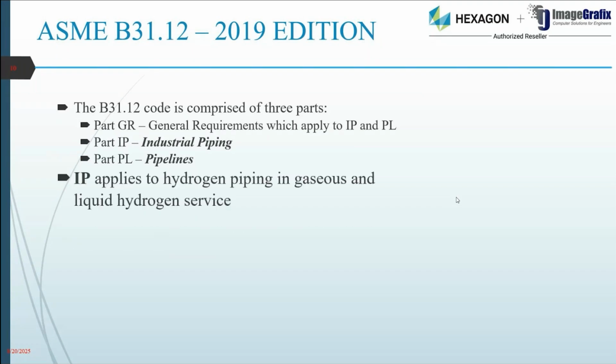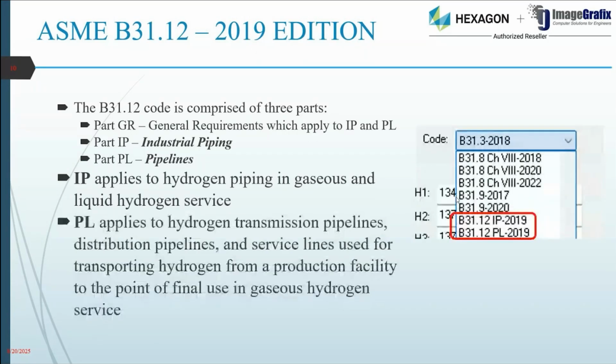IP applies to hydrogen piping in gaseous and liquid hydrogen services. PL applies to hydrogen transmission pipelines, distribution pipelines, and service lines used for transporting hydrogen from a production facility to the point of final use in gaseous hydrogen service. These are the two codes being included in CAESAR II, which has a separate code for B31.12 IP, for industrial piping, 2019 edition, and similarly B31.12 PL, 2019 edition, for pipelines.